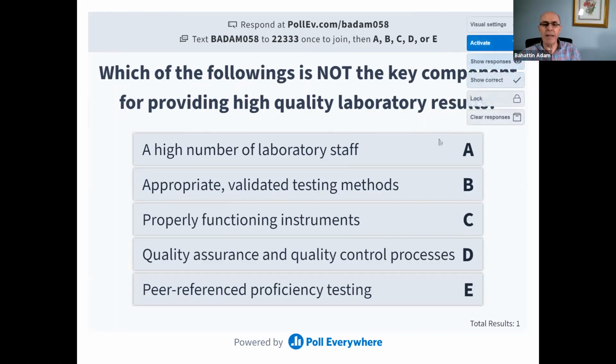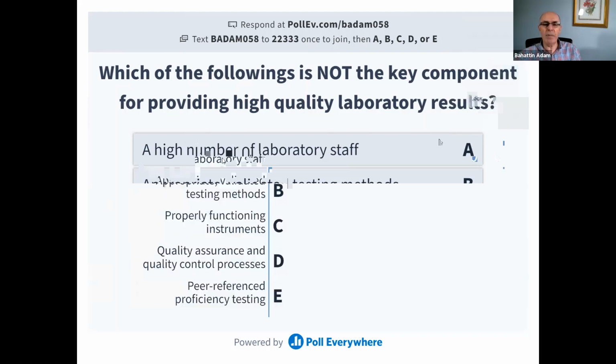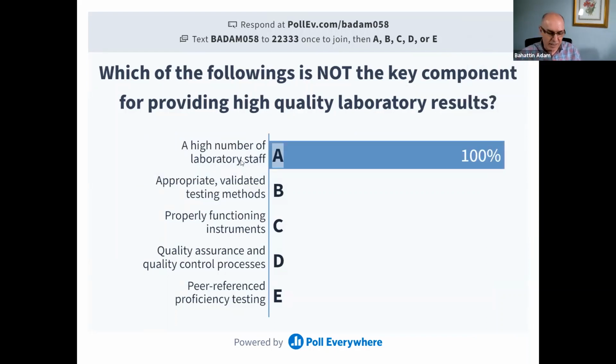Okay, see. A high number of laboratory staff is not a key component for providing high quality laboratory results. The education of the laboratory staff, the level of education and the level of experience of the staff, is important. However, the number is not always important.